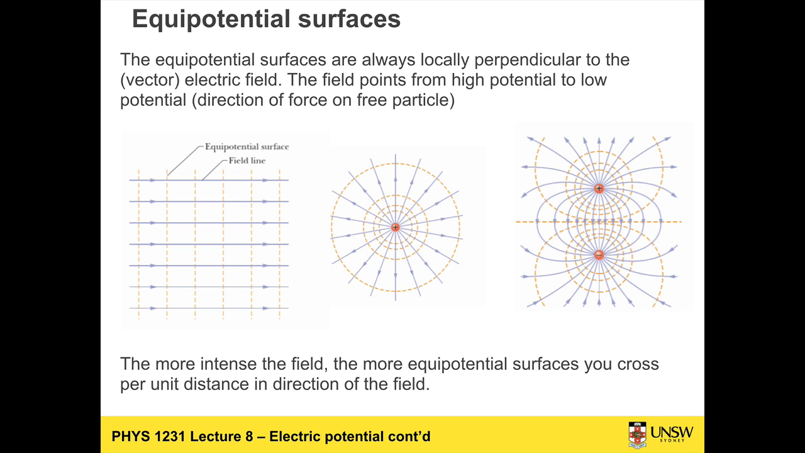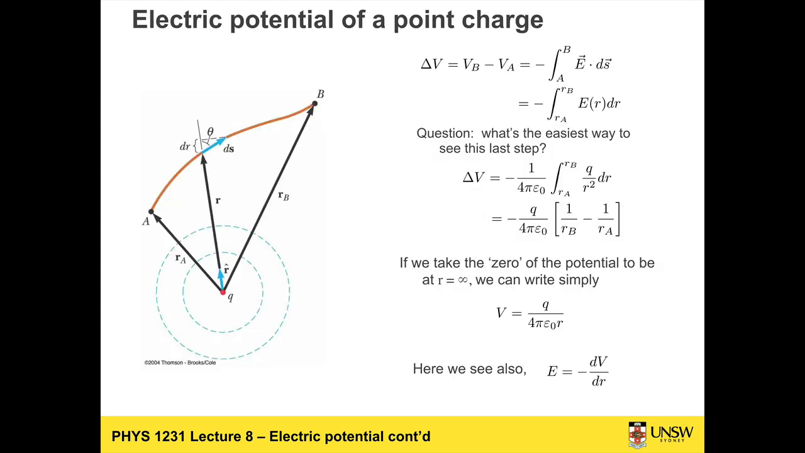We showed some properties of the electric potential. We discussed equipotential surfaces and showed they're always locally perpendicular to the electric field, and the field points from high potential to low potential, which is the direction of force on a free particle. And if you want to envision equipotentials, the more intense the field, the more equipotential surfaces you cross in the direction of the field.